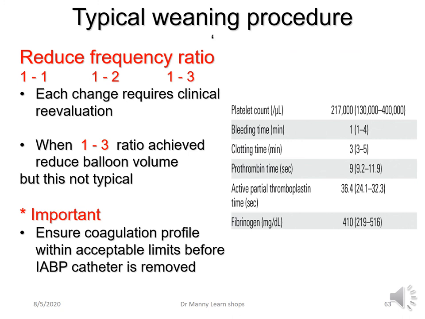A typical weaning procedure, depending on the pump that you're using, would go from an inflation-deflation ratio of 1 to 1, to 1 to 2, to 1 to 3. After every change, this requires re-evaluation of their hemodynamic status. In some organizations, when you get to 1 to 3, some physicians even reduce the balloon volume, but it's not typical. However, before the balloon catheter is removed from the femoral artery, it's important to ensure their coagulation profile is within acceptable limits for that patient before the catheter is removed.